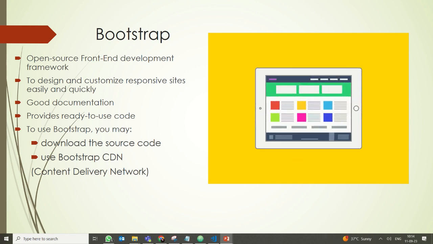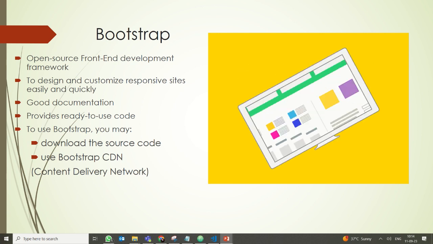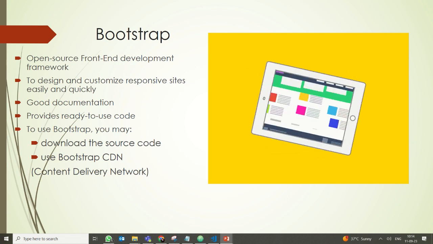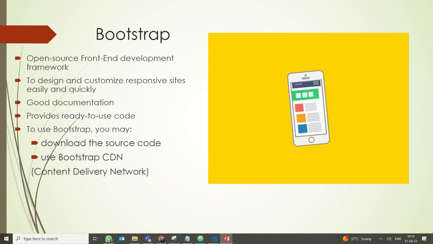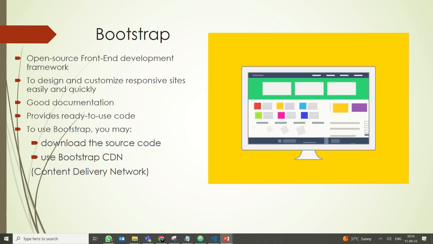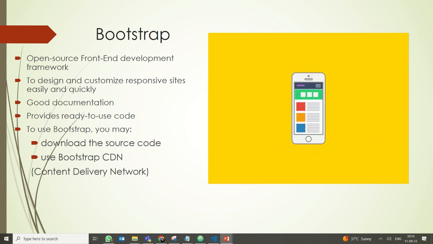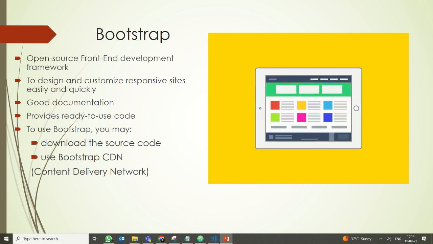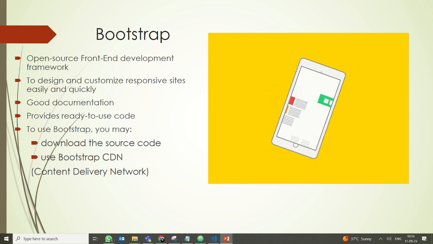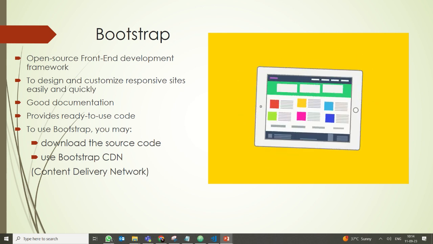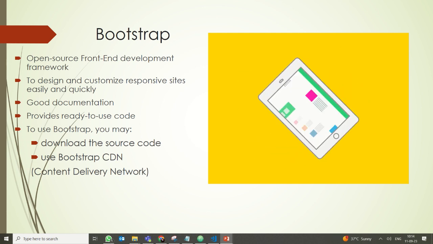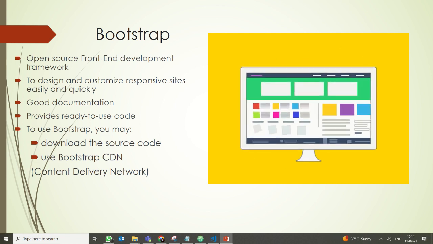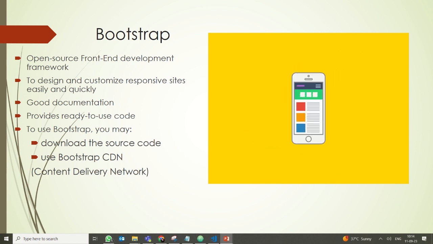Another way, which people normally use because it is less of a headache, is the content delivery network. This content delivery network is something like a cloud where all the files are kept. So you're accessing the cloud and getting the services you want, and so your system and the platforms you're using will not be loaded. This is the most commonly used way of using Bootstrap, because it's easy and simple. And so this is all about Bootstrap.